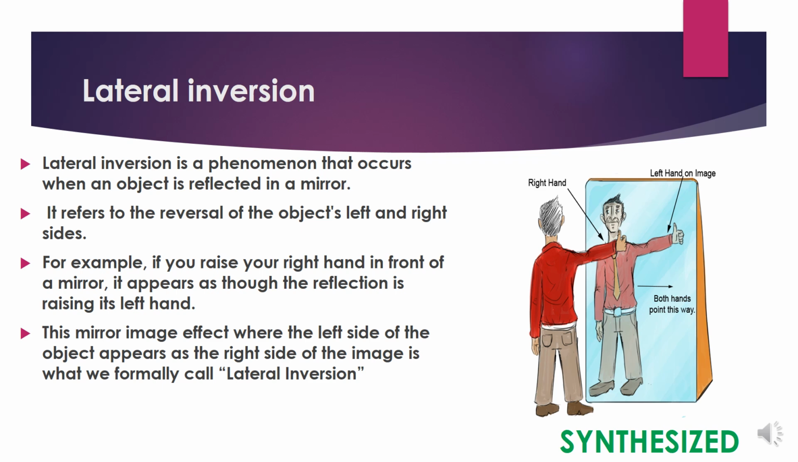The point over here is a mirror doesn't swap your left and right. It swaps your front and back. Because the image is turned around to face you, your right side naturally aligns with the image's left side. This is the synthesized truth behind lateral inversion.